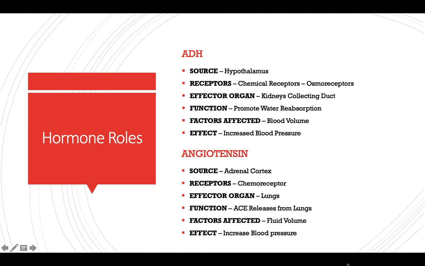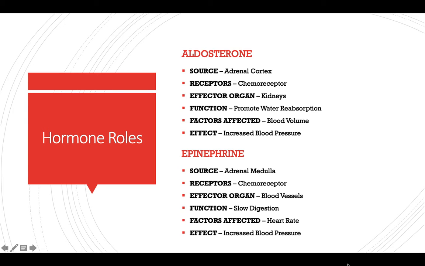Angiotensin, however, its source is the adrenal cortex. Its receptor is chemoreceptor. Its effector organ is the lungs. Function is released from lungs. Factor affected is fluid volume. Effect is increased blood pressure. Aldosterone: its source is the adrenal cortex, receptors, chemoreceptor, effector organ, kidneys. Function, promote water reabsorption. Factor affected is blood volume and its effect is increased blood pressure. Epinephrine, however, its source is the adrenal medulla, receptor is chemoreceptor, effector organ is blood vessels, function is slow digestion, factor affected is heart rate, and it effects increased blood pressure.